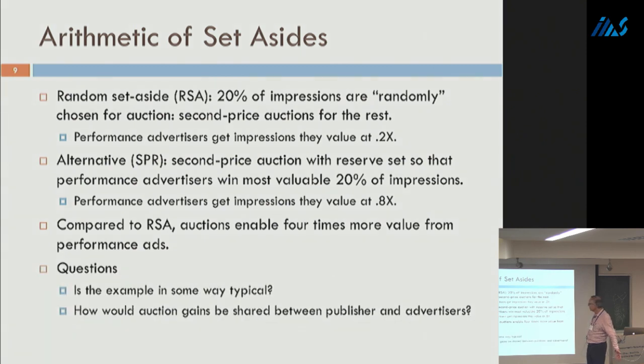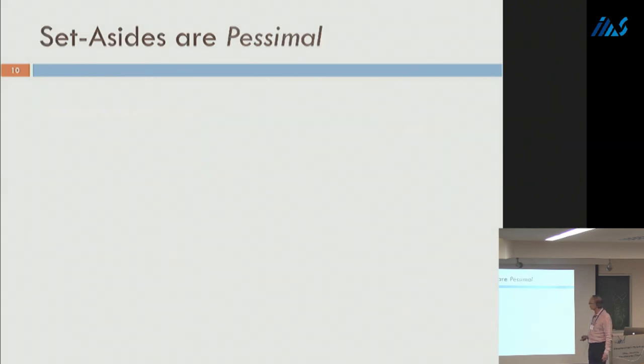Okay, so is this example in some way typical? How would the auction gains be shared between the publisher and an advertiser if we were going to run auctions? Can we do better? What I'd like to do is to avoid adverse selection and do better, that is, capture a lot of this extra value which is being wasted by the set-aside system.